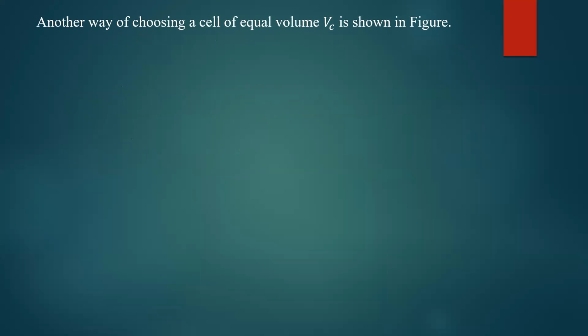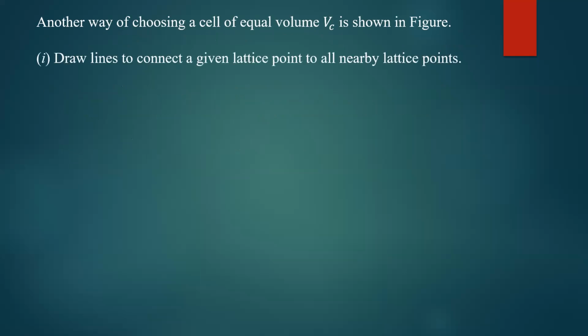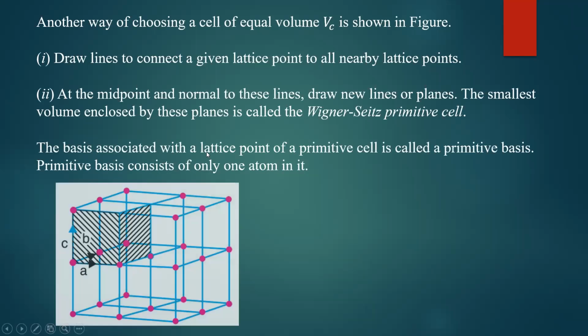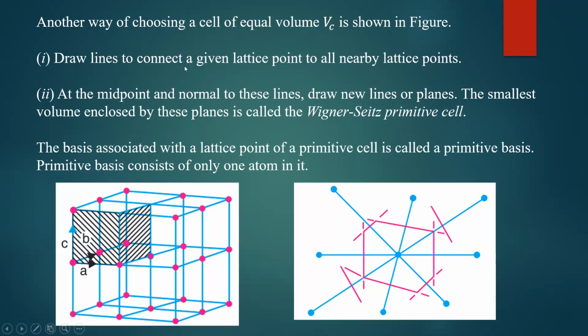So another way of choosing the cell of equal volume is shown in this figure below. We'll see that. So basically we know that the primitive cell is a unit cell containing the smallest volume. So for that there is a concept called the Wigner-Seitz cell. Wigner-Seitz primitive cell is a concept. To get that, what you have to do, draw lines to connect the given lattice point to all nearby lattice points. So take the lattice point, then connect all the lattice points by means of imaginary lines. That is the first step.